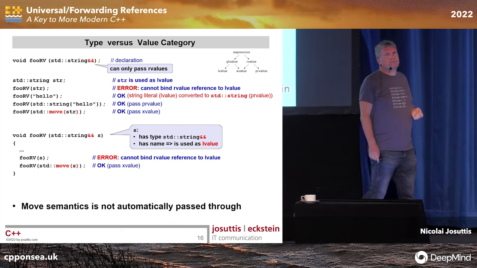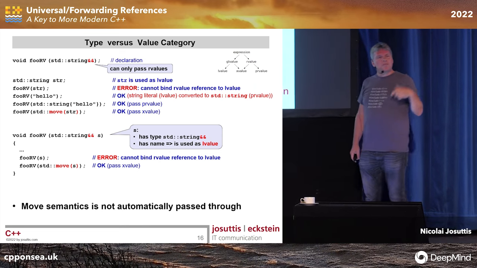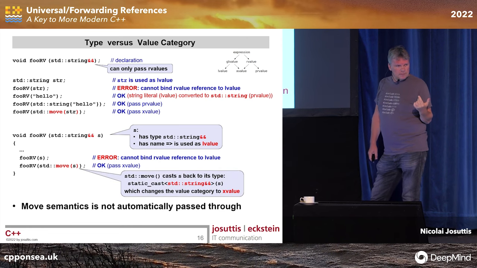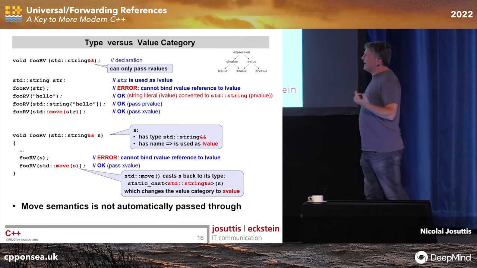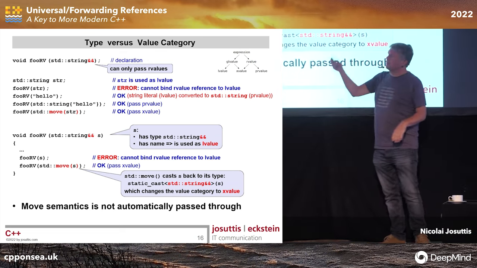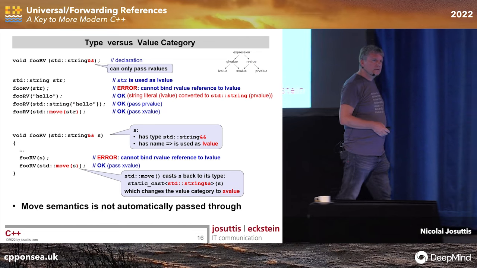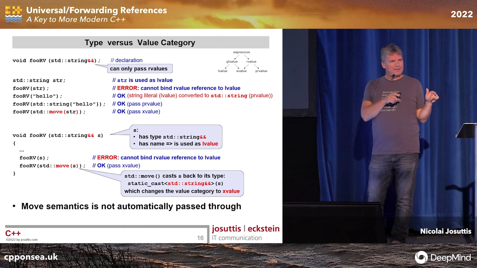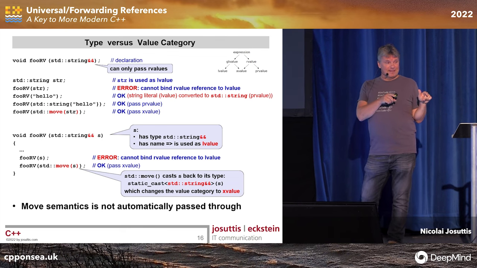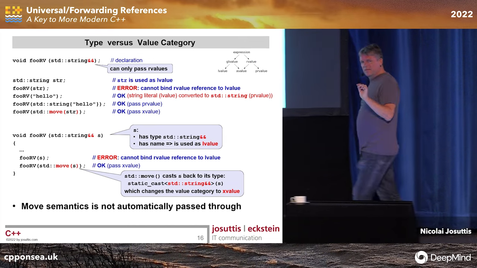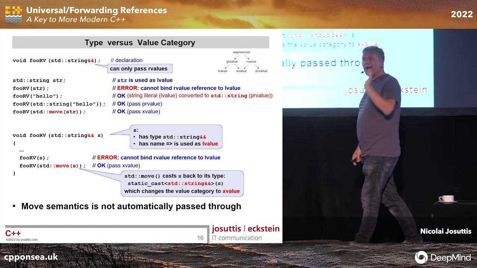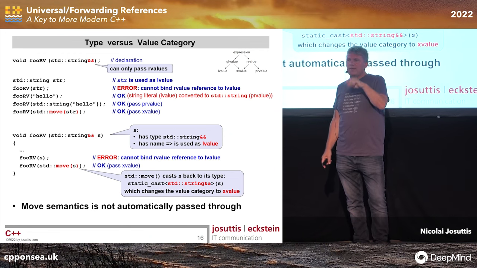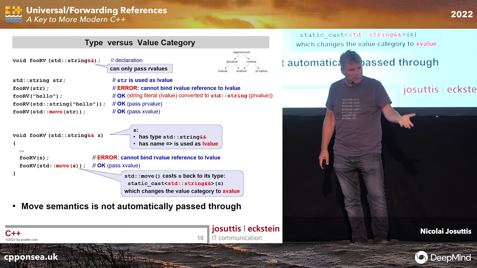Now, here's a secret, which you might know. What does move do? It's a static cast. It's a static cast to an R value reference of the type of the argument you pass. So you cast the object to its own type. The reason is, static cast does not only change types. If static cast converts to an R value reference, you change the value category.